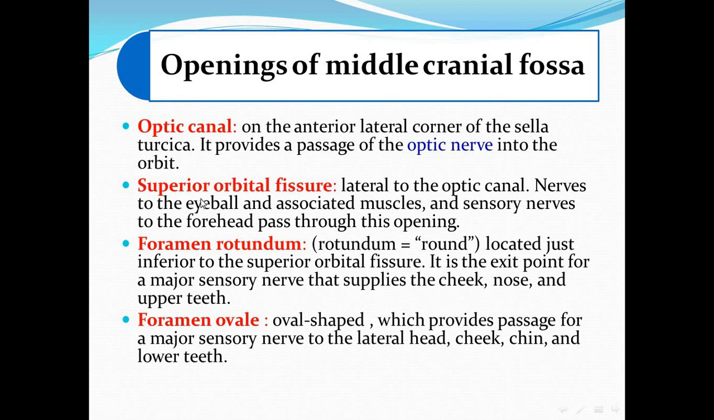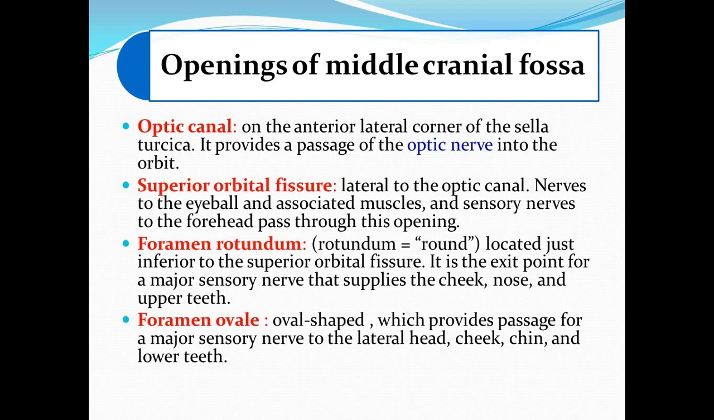Another opening is the superior orbital fissure. This is not just a simple canal, it's a fissure. It is lateral to the optic canal, and it has a lot of nerves and blood vessels passing through. Another opening is the foramen rotundum. Rotundum means round, so this is approximately a round shaped foramen that is located just inferior to the superior orbital fissure. It is the exit point for a major sensory nerve that supplies the cheek, nose, and upper teeth.